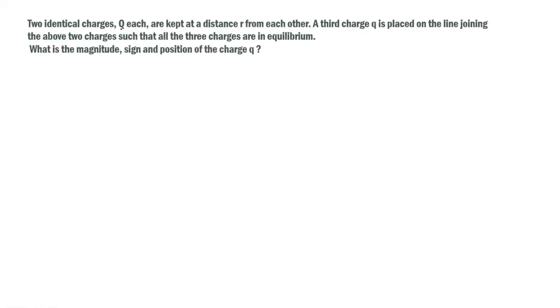It says that two identical charges, capital Q each, are placed at a distance of r from each other. A third charge, small q, is placed on the line joining the above two charges such that all three charges are in equilibrium. This is our key point over here: three charges have to be in equilibrium. So what will be the magnitude, sign and position of the charge small q?